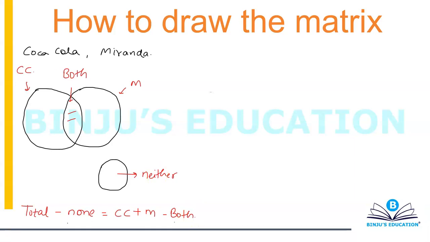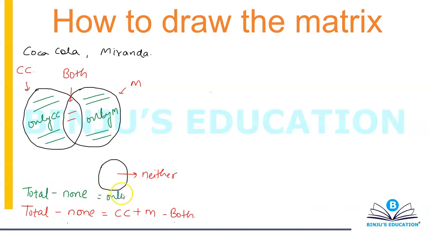Or you can also rewrite your equation like this. This green part represents only Coca-Cola. This part here represents only Mirinda. You can also write your equation as, and you would be knowing this, it is nothing new that I'm teaching you, total minus none will be equal to only Coca-Cola plus only Mirinda plus both.